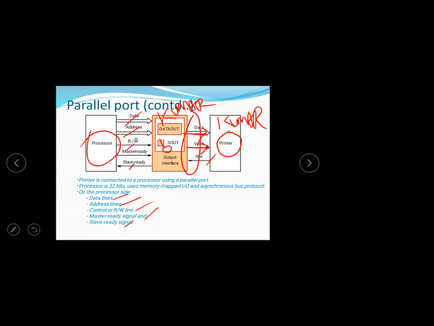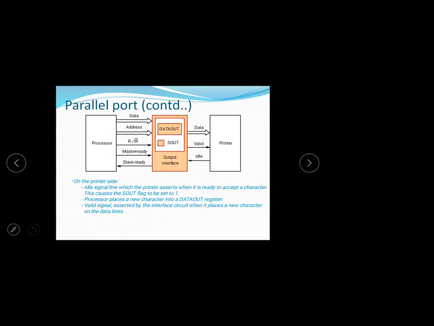Same on the printer side, the idle signal which the printer sends when it is ready to accept. When the printer is ready, it sends the idle signal to the interface circuit. Okay. And this causes the flag to be set to 1. Typically, the flag must be 1 when it is sending the idle signal to the interface circuit. At the same time, the flag is set to 1.